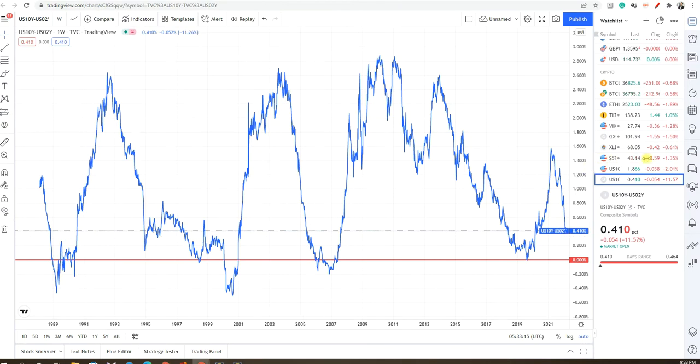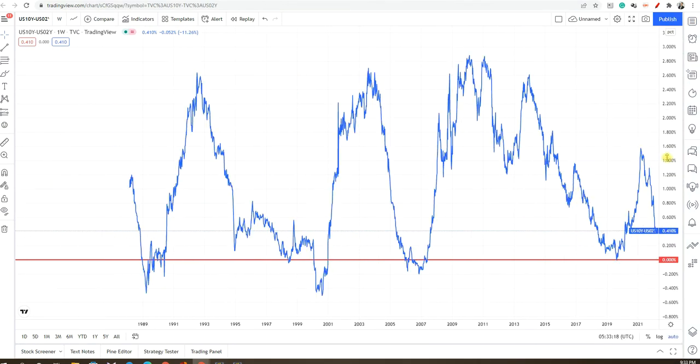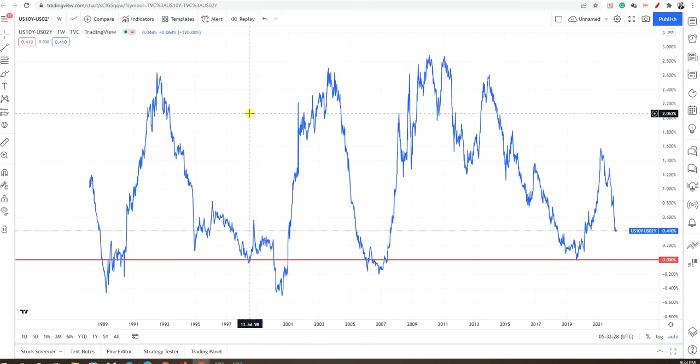This one is the yield curve, and this is pretty interesting because it is the 10-year US Treasury bond minus the 2-year US Treasury bond, and this gives us the yield curve. When we have an inverted yield curve, we are heading into recession or bear market, or that is going to be a cause or reason for a bear market, right?